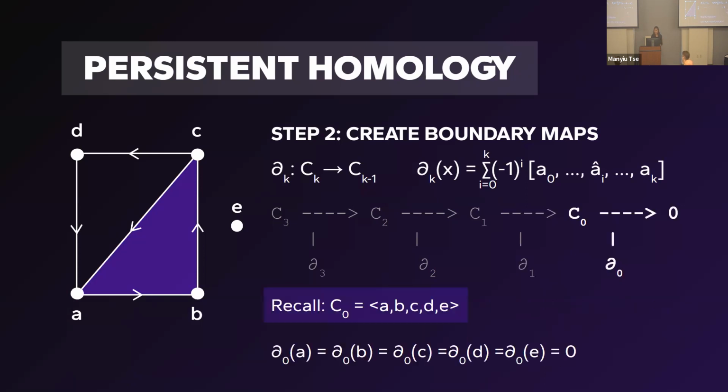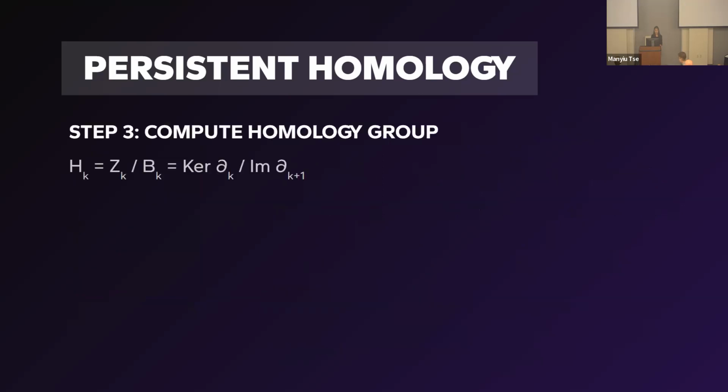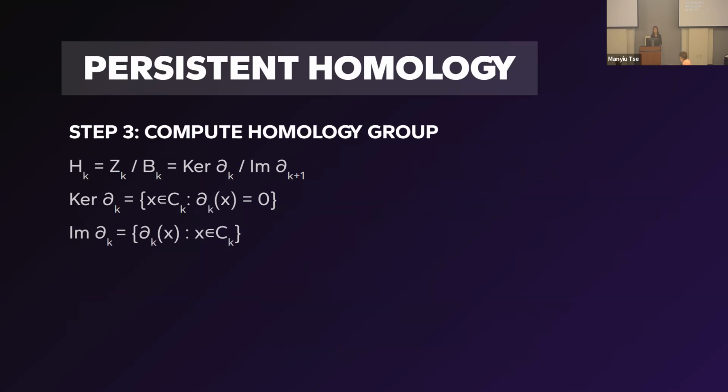The reason why you need this is because in the third step, we would compute homology groups, in which we would need the image of del k plus 1. So homology H sub k is defined as the cycles mod the boundaries, which is also the kernel of del k, modded by the image of del k plus 1. Kernel, as you recall from linear algebra, is all the x values that, when you apply the function, map to 0. And similarly, image is just the image of that function.